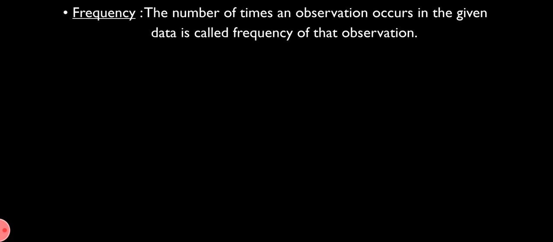Next, what is frequency? The number of times an observation occurs in the given data is called frequency of that observation. Yes, so how many times an observation occurs in the given data is called the frequency of that observation.